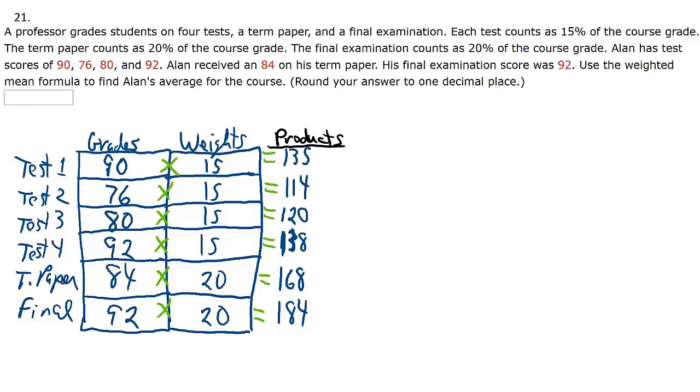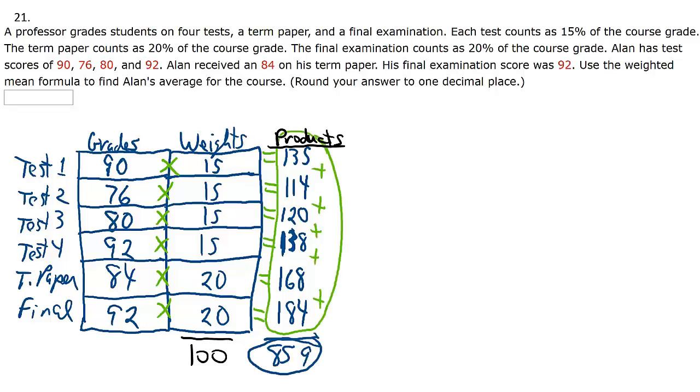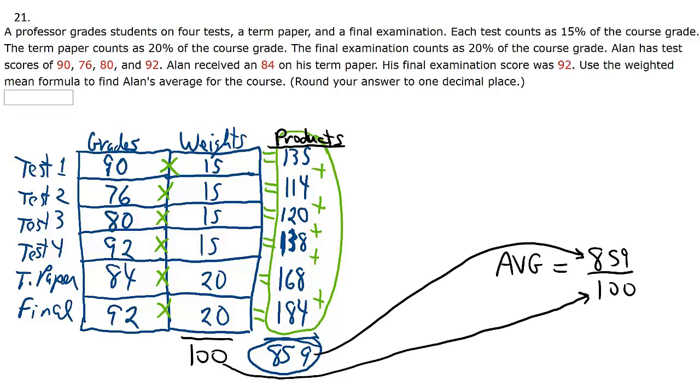If you make all those products, you'll eventually need to add up the weights and add up the products. It doesn't really matter which one you do first. If you add up the weights, you get 15 plus 15 plus 15 plus 15 plus 20 plus 20. That's 100. If you add up the products, you get 859. Now to get the final average for Alan, you take the sum of the products and divide by the sum of the weights, and that comes out to be 85.9. So Alan's course average is 85.9.